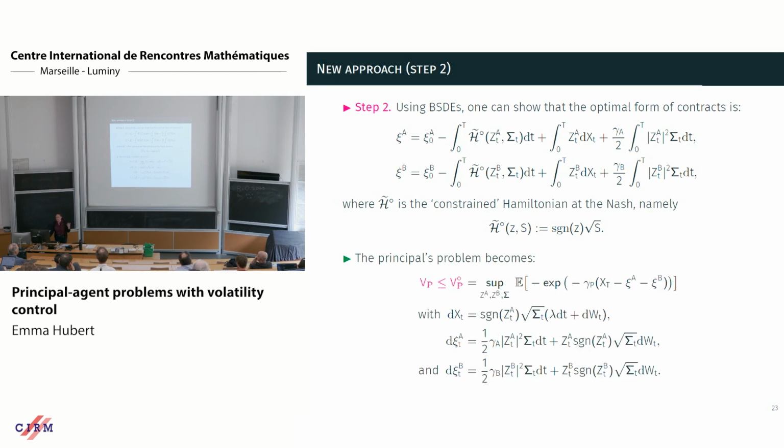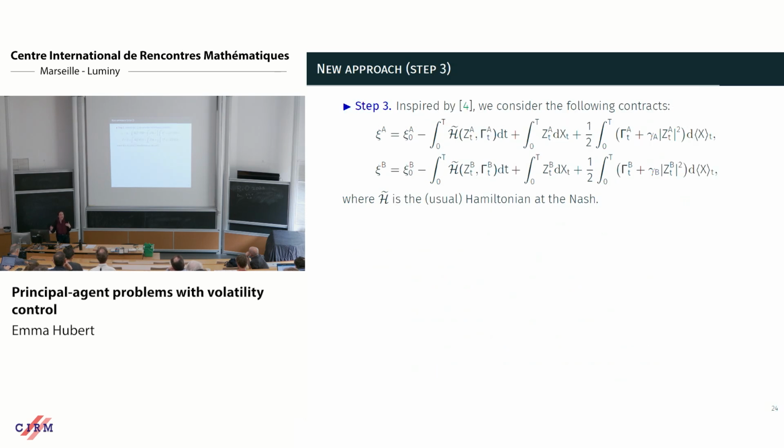Okay, and so you can rewrite the problem as a stochastic control problem here. Now you have just 3 state variables. X is the common process that is controlled by the agents, and the principal also controls the contracts xi A and xi B for each agent. Same as before, now you want to show that this value is going to be achieved, so you want to design a proper contract for that.